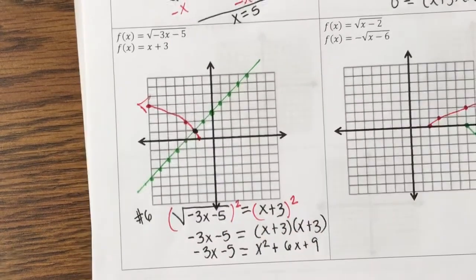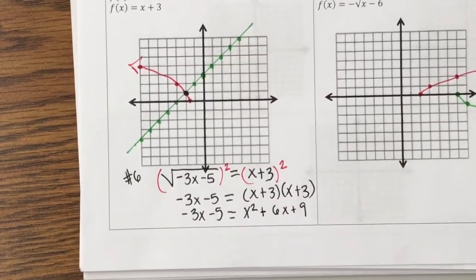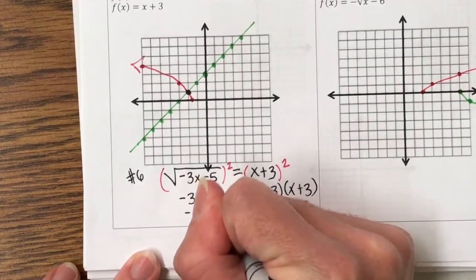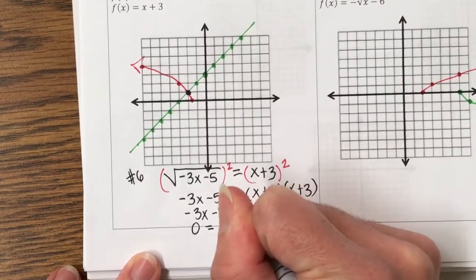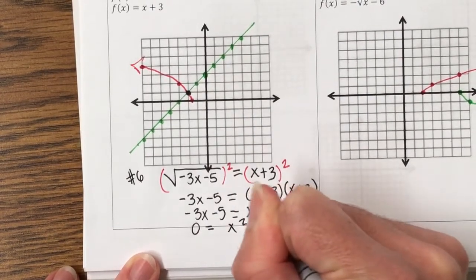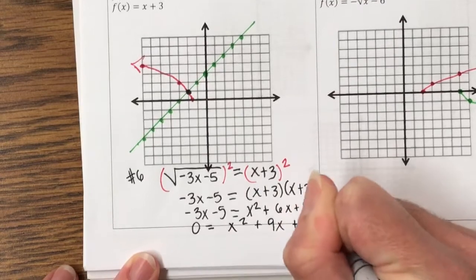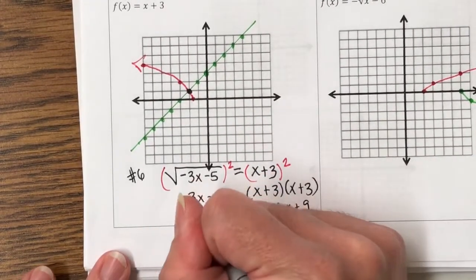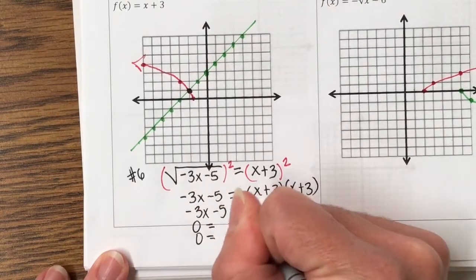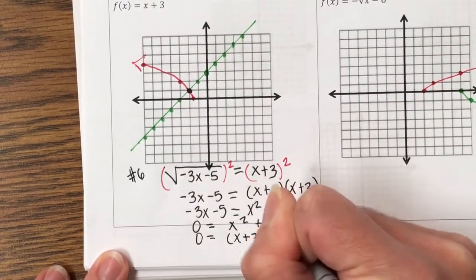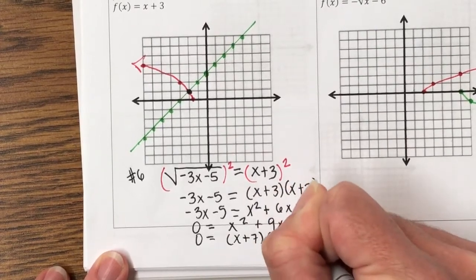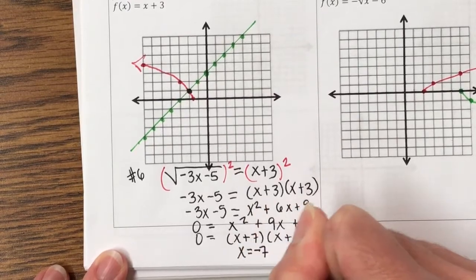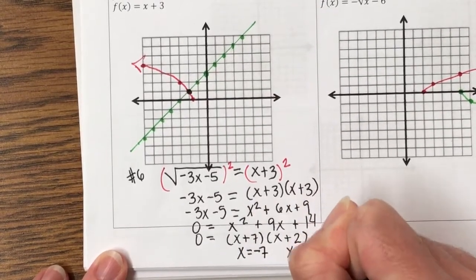So you want to set it equal to 0. I'm going to add the 3x and add the 5 to the other side. When I do, I get 0 is equal to x squared plus 9x plus 14. So, need to solve it. Going to solve it by factoring. So x plus 7 is a factor and x plus 2 is a factor, leaving me with a solution of x is equal to negative 7 and x is equal to negative 2.